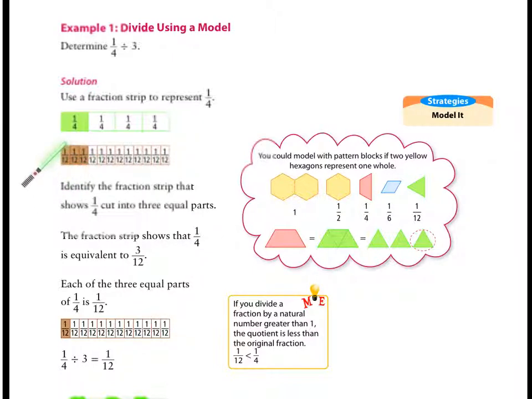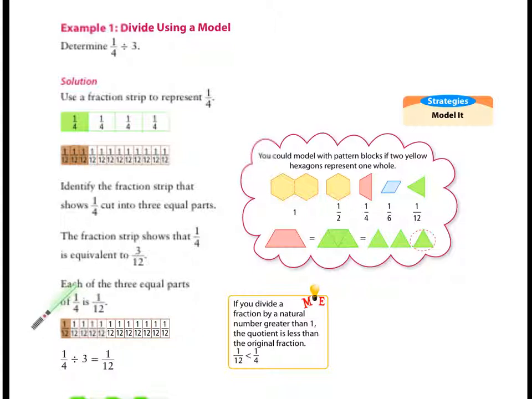But we're only going to focus on the 1/4 here. So it says identify the fraction strip that shows 1/4 cut into 3 equal parts, and that's what they've done here in brown. The fraction strip shows that 1/4 is equivalent to 3/12. This is the same as this.